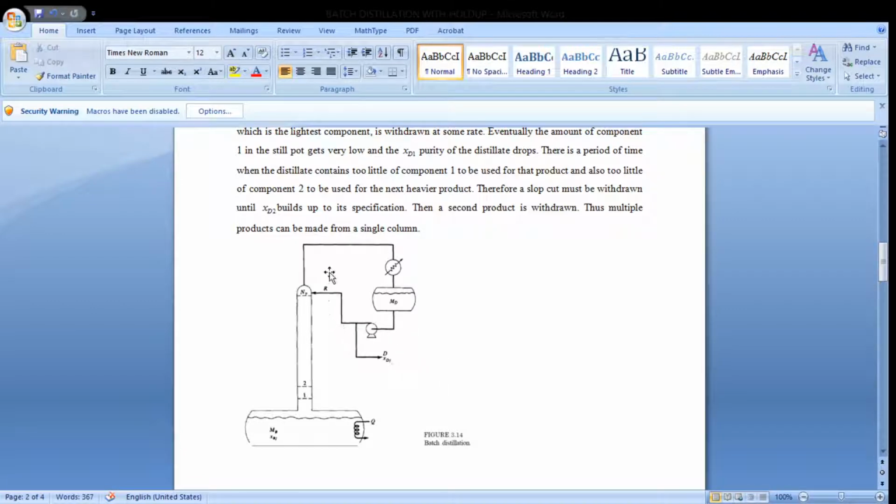After that, this component's composition will keep on decreasing, and it will reach the second component, which reaches the highest percentage in the top product, and we have to withdraw component 2. After some time, component 2 will again vanish and become very low in composition, then it will become richer in component 3. So within the same column, multiple cuts can be taken out at different time intervals.